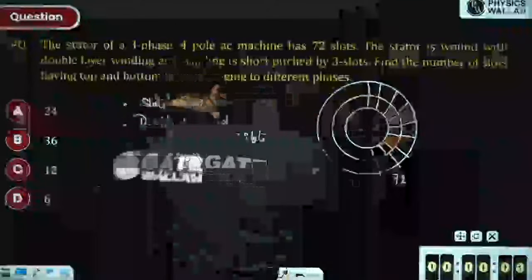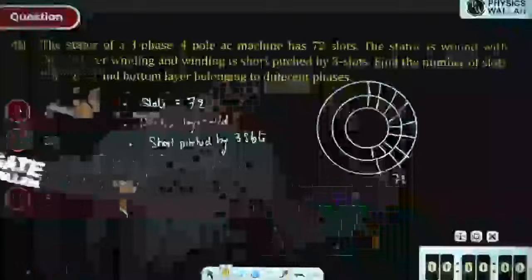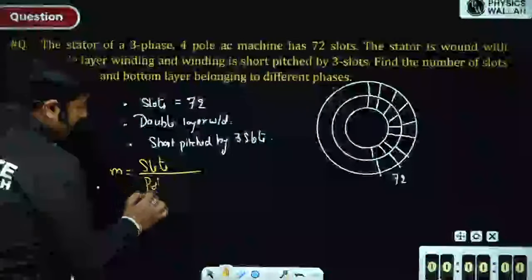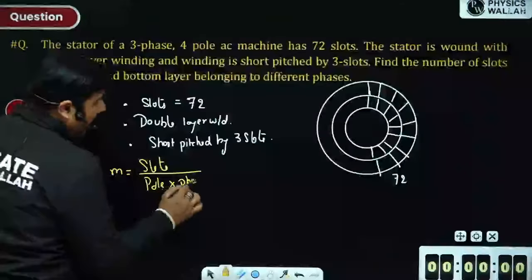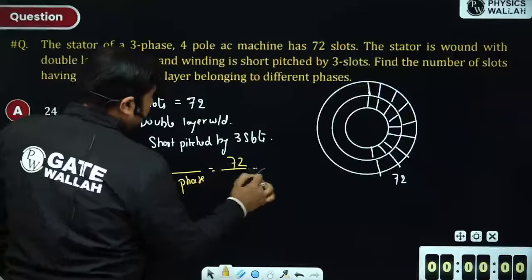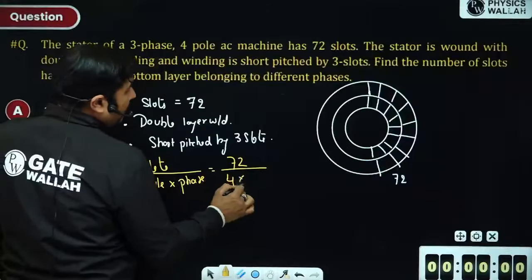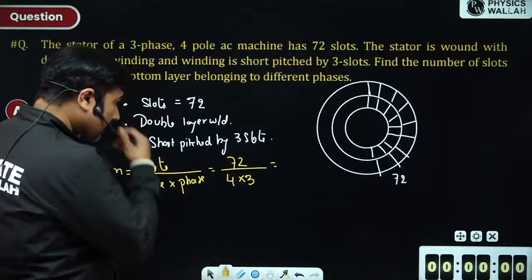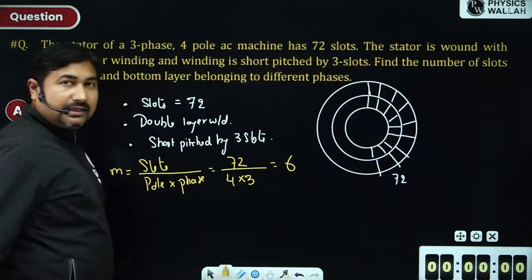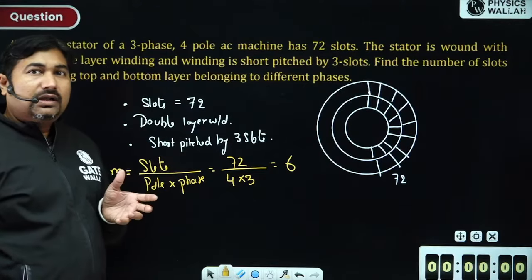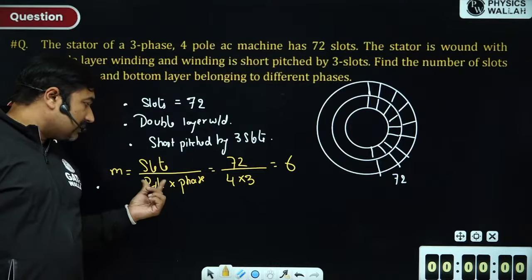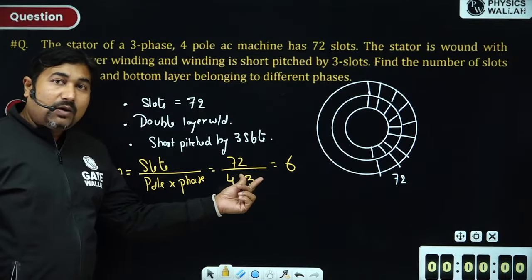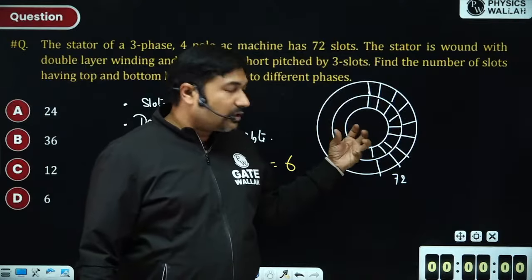Is it okay? So first of all, we have to calculate m. m is defined as the number of slots per pole per phase. So you have a machine of 72 slots, which is designed for 4 poles and 3 phases. So m is equal to 6. It means for every pole, the number of slots per pole per phase is equal to 6. Now we have 2 clocks, an outer clock and an inner clock.